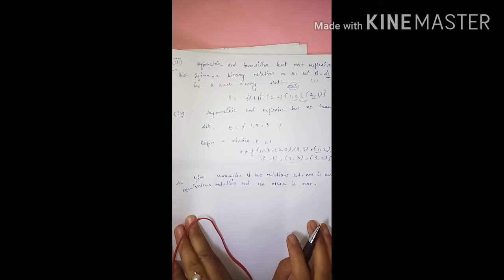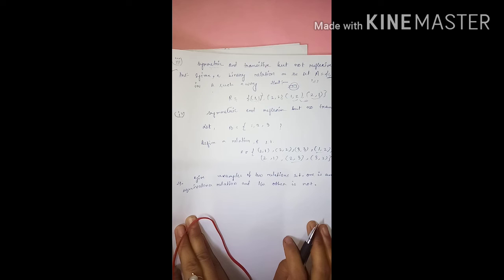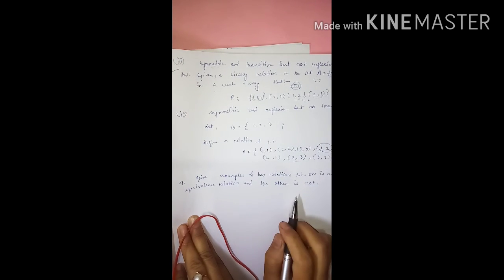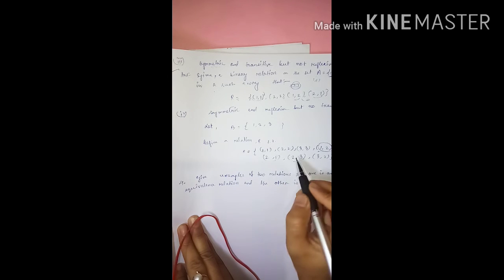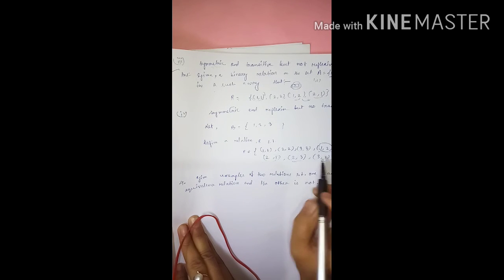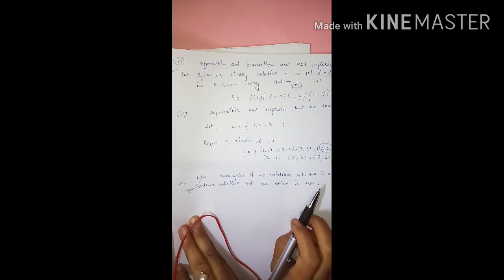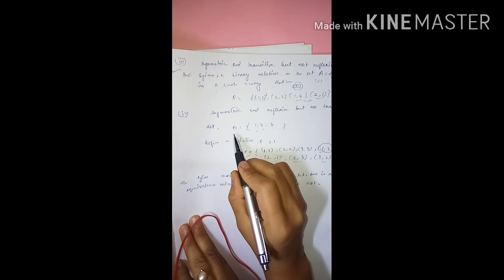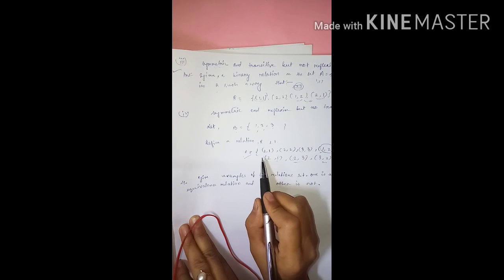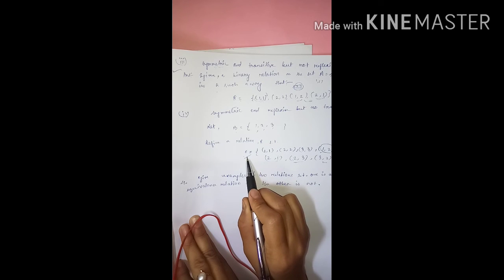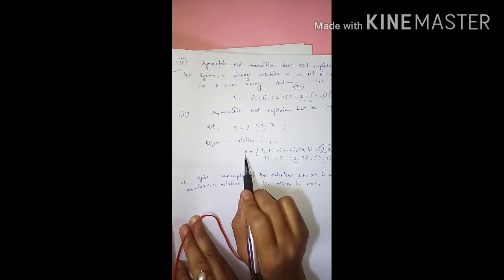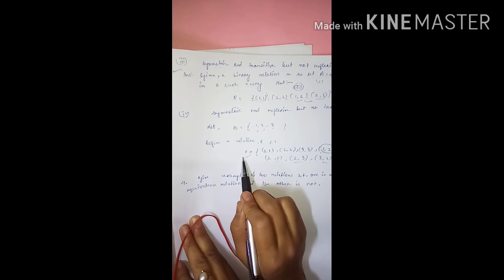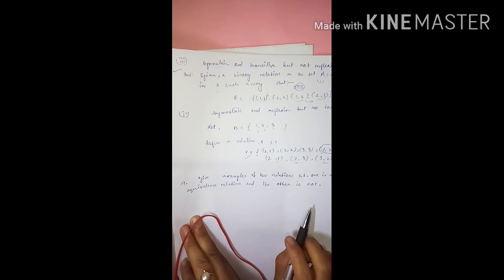So this relation is symmetric because for the element (1, 2) we have (2, 1), and for the element (2, 3) we have (3, 2). So this relation is symmetric. For reflexivity, because we have elements 1, 2, 3 in this set B, we should have (1, 1), (2, 2) and (3, 3) in this relation R. Yes, already R has the elements (1, 1), (2, 2) and (3, 3), so R is reflexive also, but this is not transitive. How?